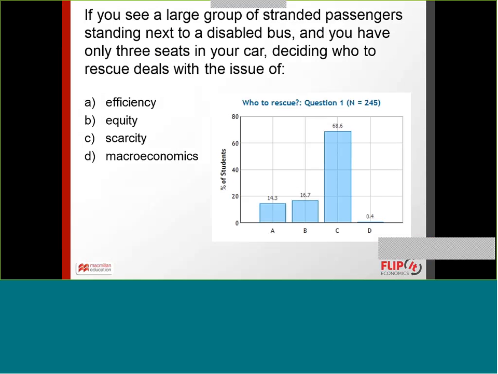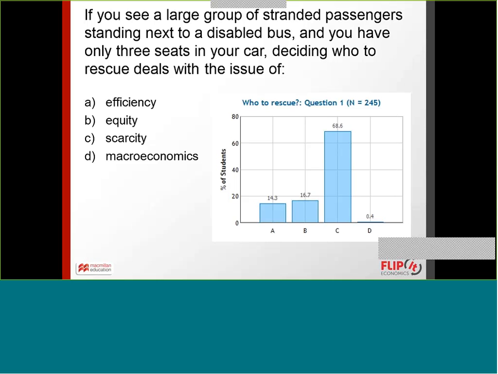But clearly, to me, this is a question of scarcity. I have to make this decision because the number of seats I have is limited relative to the need. That's a classic definition of scarcity. It matches exactly what's going on in the video. But you can see that 30% of my students think it's an efficiency question or an equity question.